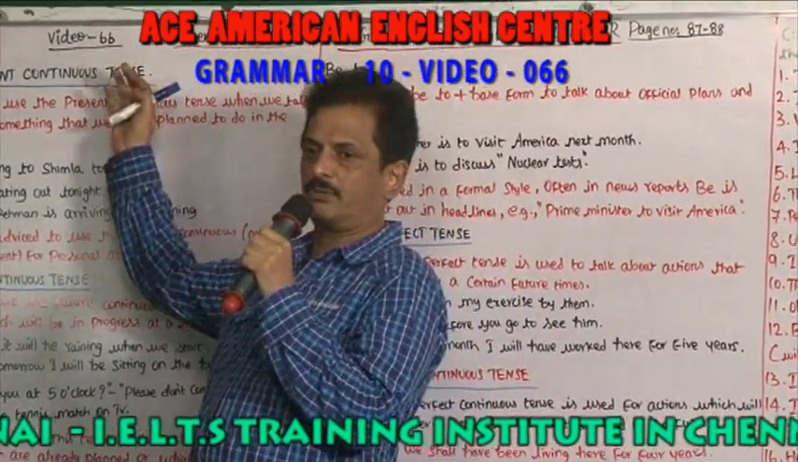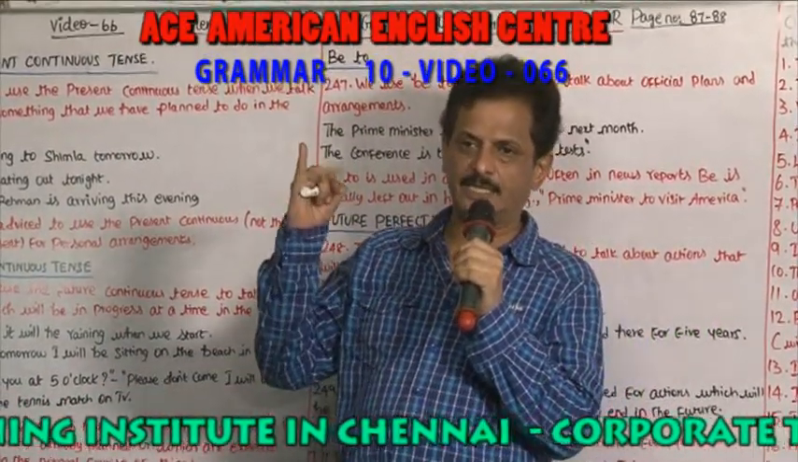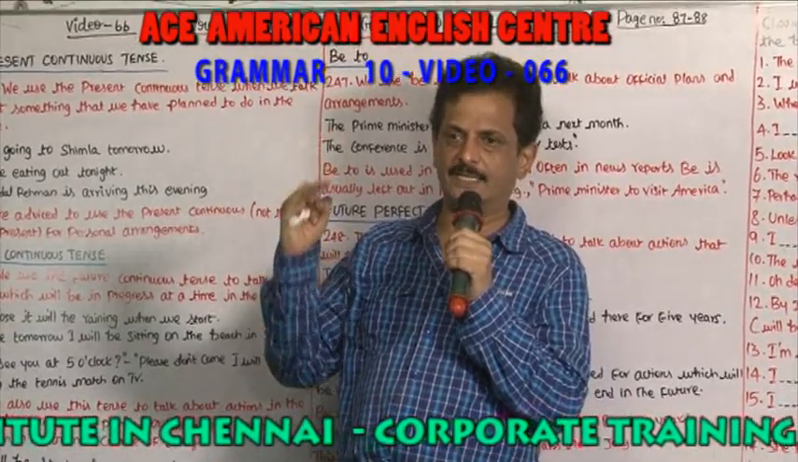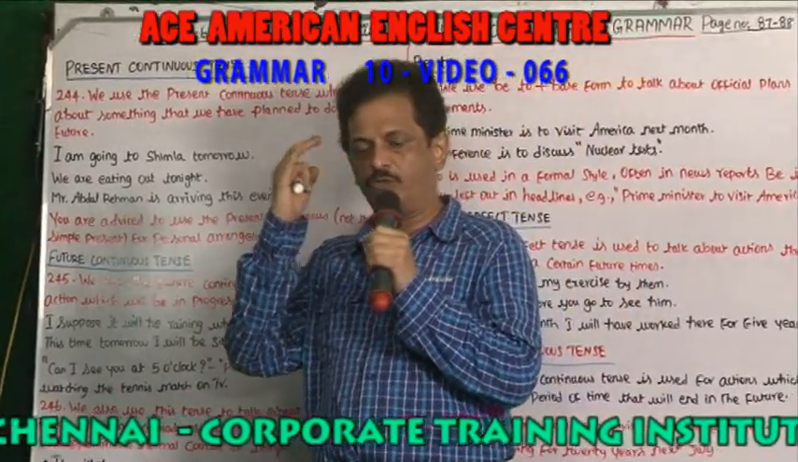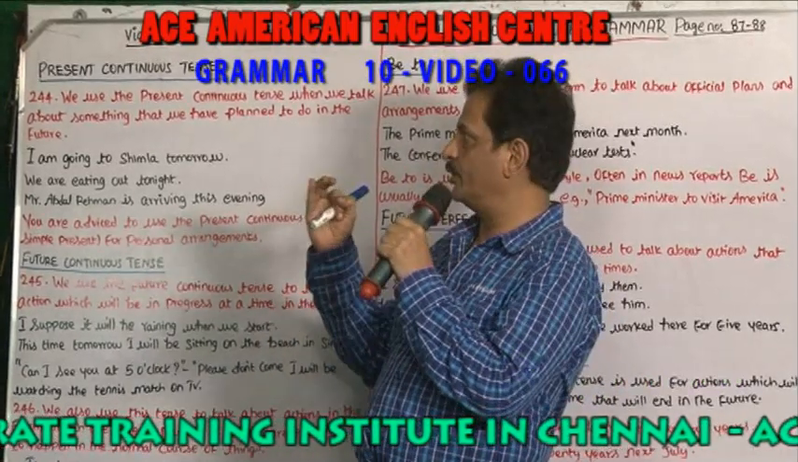Now we have come here to the Wren and Martin video number 66. Tenses: present tense, past tense, future. Three tenses are there. In present tense you have four divisions. Past tense you have four divisions. Future you have four divisions.